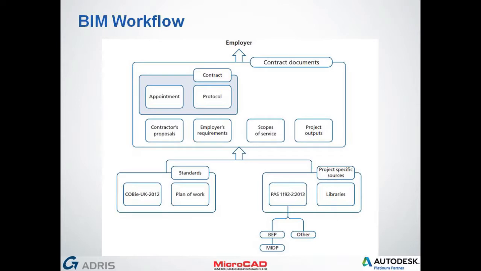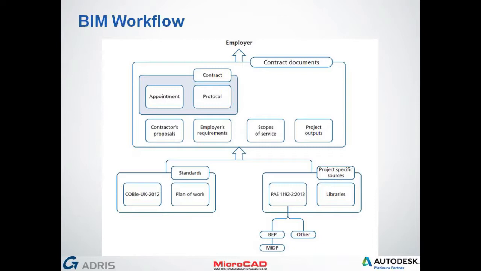The workflow is different as well now. A lot of it is the same as before. There are still contract documents, employers' information requirements, and scopes of services. All of those are exactly the same, but some of it has been added to. In the standards for practice, you've got your plan of works, but also things like COBie that people are now starting to work towards, which I'll get on to in a minute. In the contract documents, you've got things like protocols that people are starting to utilise, which again I'll go on to in a minute.